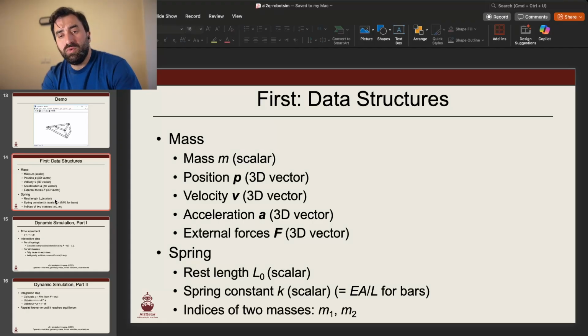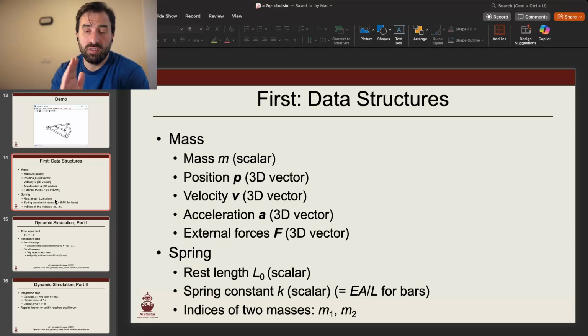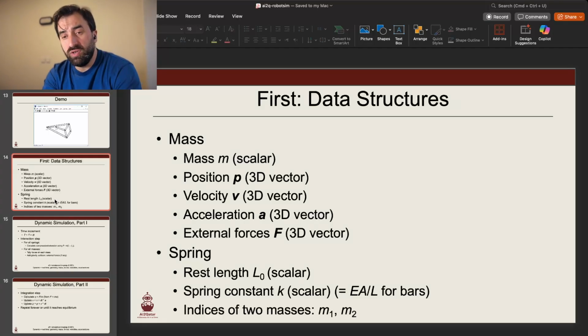To set up your data structure, you have a mass that you denote with m, and it's a scalar variable. Then you have a position p, which is a 3D vector. You have a velocity v, which is also a 3D vector, in the three different directions. You have an acceleration, small a, another 3D vector, and you also have external forces in the three main directions, which is also a 3D vector.